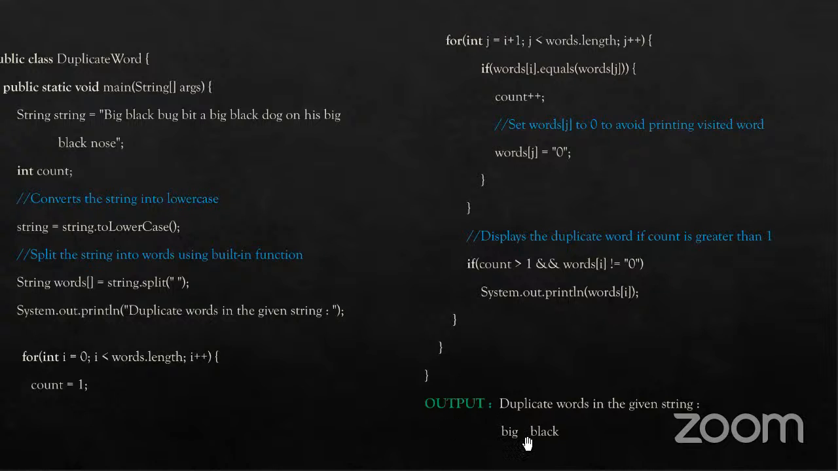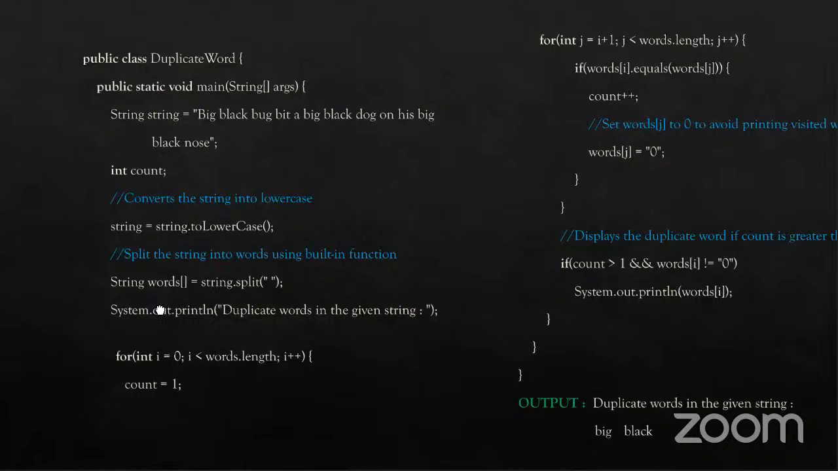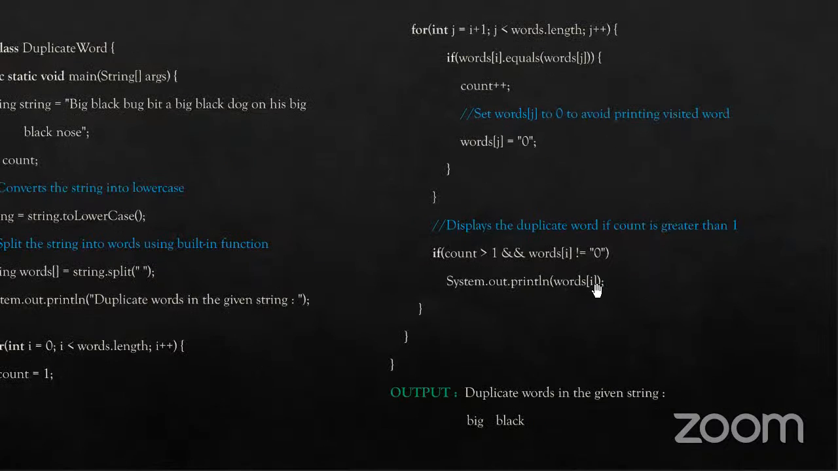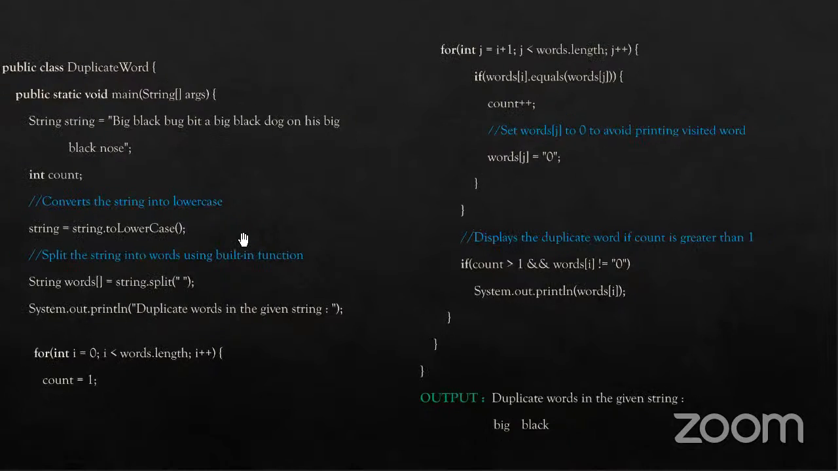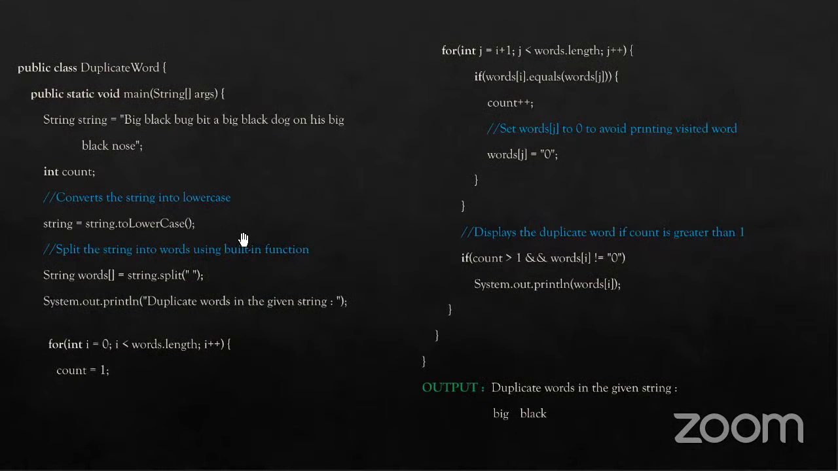So here, in this string, big and black is repeating, so we will get the output big and black. The duplicate words in the given string are printed here, with a print statement giving words of i. So big and black, this is the output of our program. That is how to count duplicate words inside a string.